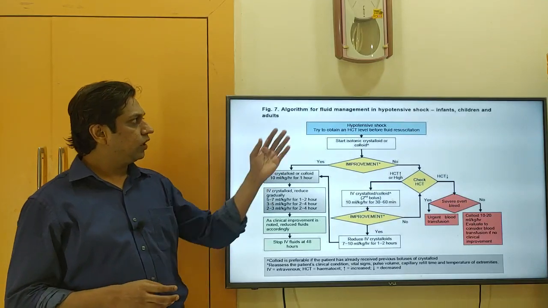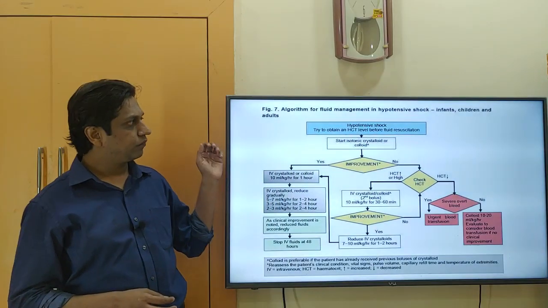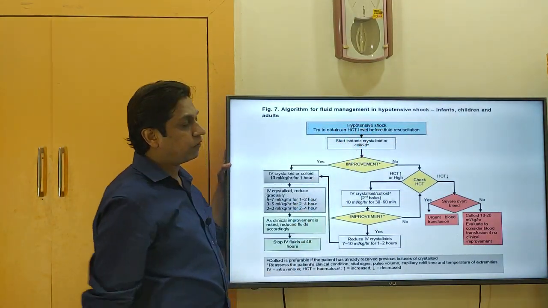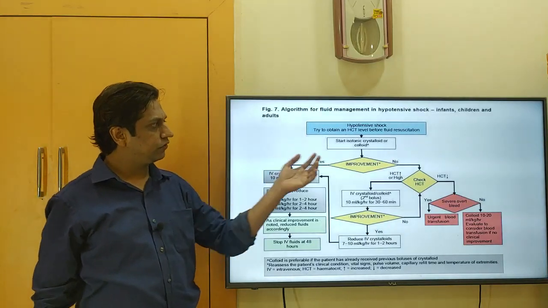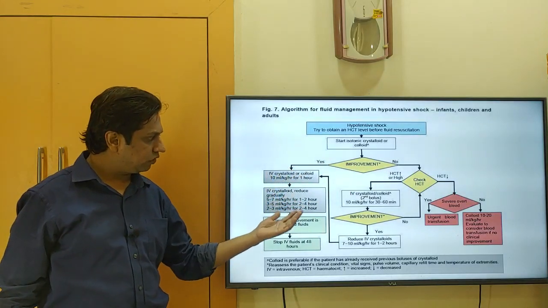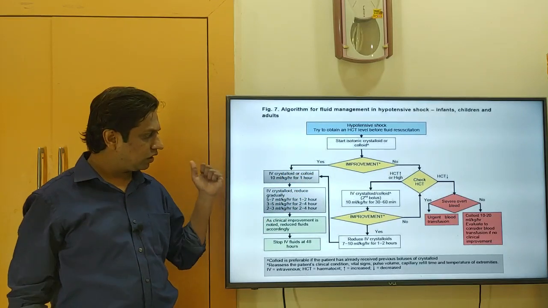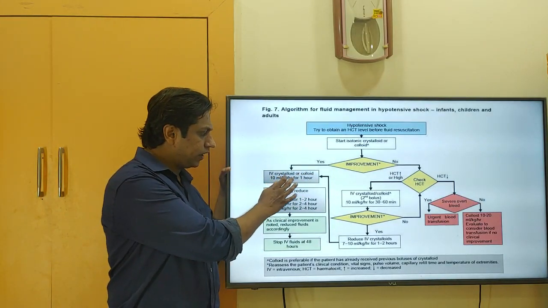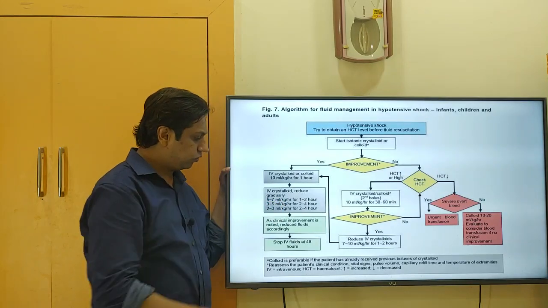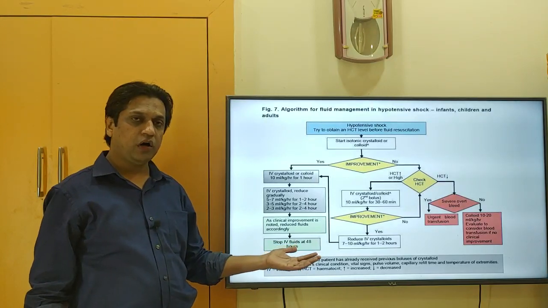Then one more algorithm is for fluid management in hypotensive shock in infants, children and adults. If there is a hypotensive shock, we have to try to obtain a hematocrit level before the fluid resuscitation. Again we have to start with the isotonic crystalloid or colloid. If there is an improvement, we have to gradually decrease the dose of the IV crystalloid or colloid after 1 hour, that is up to 10 ml per kg per hour. Then again we can reduce it to 5 to 7, or 3 to 5, or 2 to 3. As the clinical improvement is there, we have to stop the fluids after 48 hours.